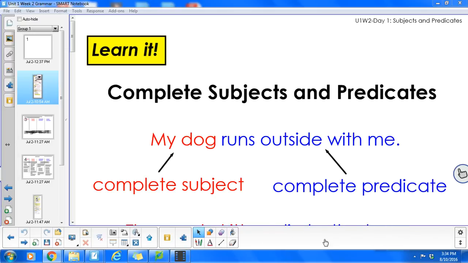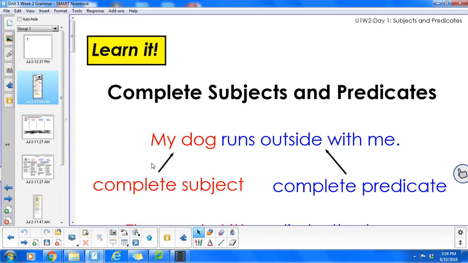Unit 1, Week 2. We're doing subjects and predicates this week. And we're going to start with complete subjects and predicates. All sentences have a subject, who or what the sentence is about, and a predicate, something that tells you about the subject. Some sentences can have more than one subject or more than one predicate.